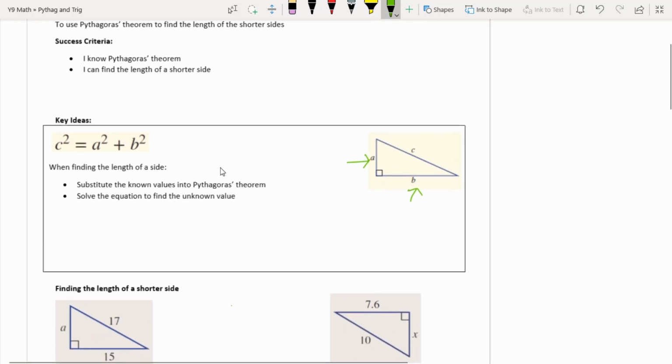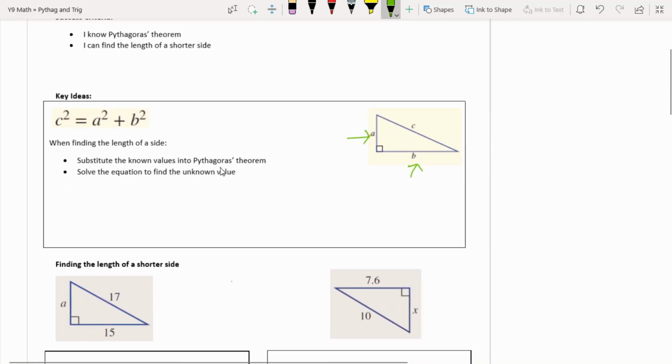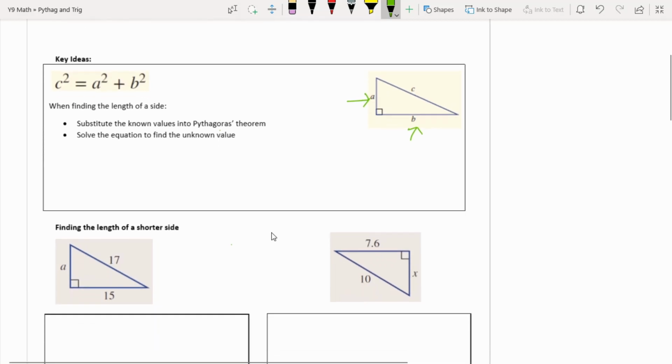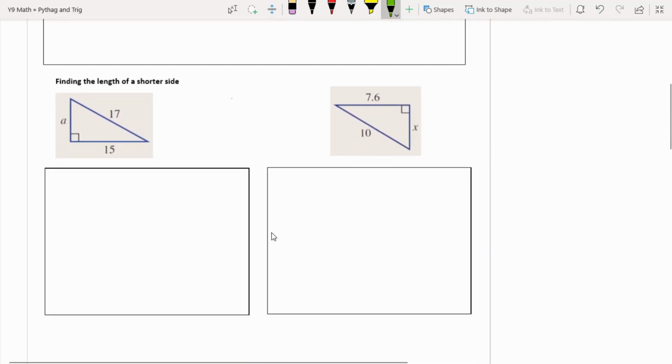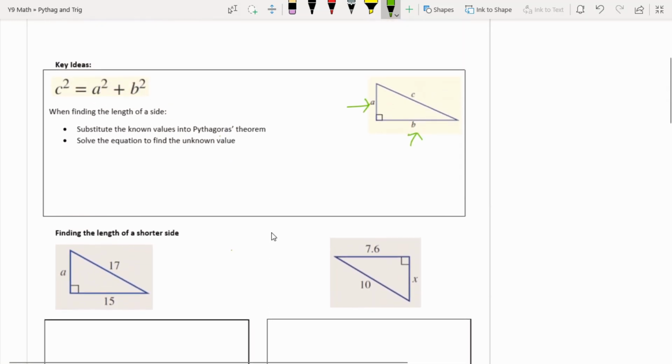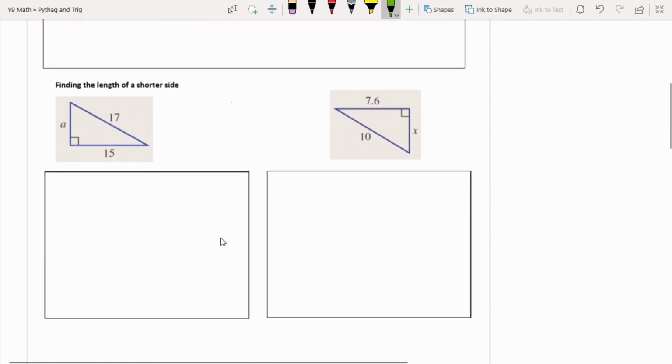So just a quick recap, the formula was c squared equals a squared plus b squared, and when finding the length of a side, we substitute the known values into Pythagoras' theorem, and then we solve the equation to find the unknown value. So let's take a minute to pause the video and write those down. Alright, now that you're back, we'll go through a couple of worked examples that will help you understand these notes better and the formula better too.